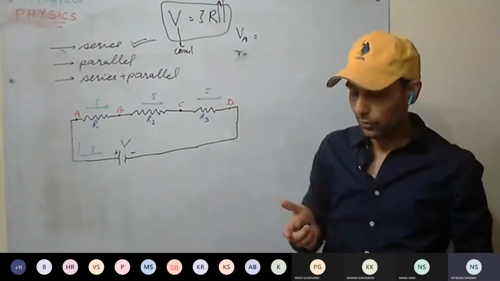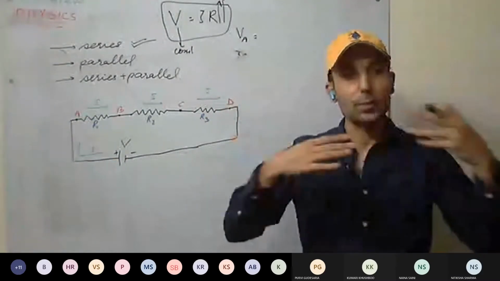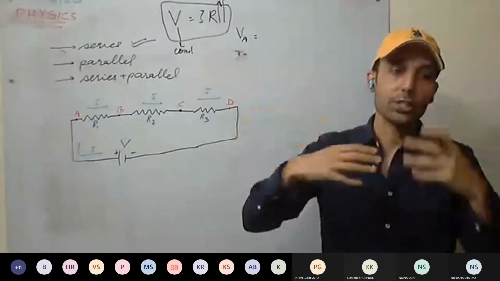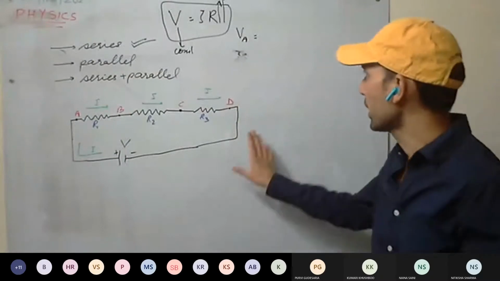The more the resistance, the less the current will flow. More resistance means more obstruction. That means current will have more obstruction in the path. It will get slow.